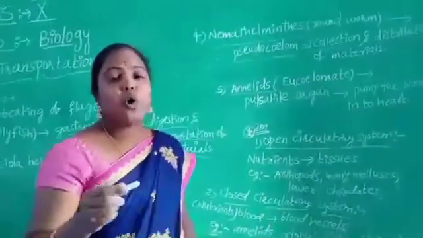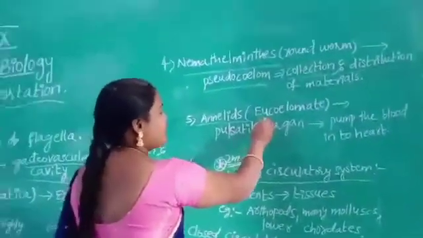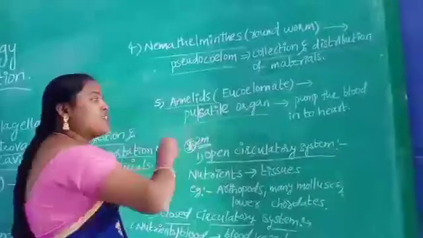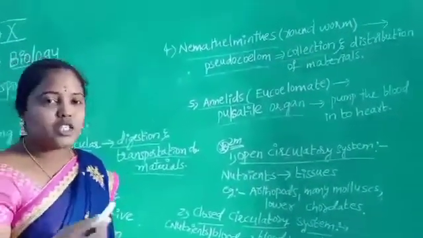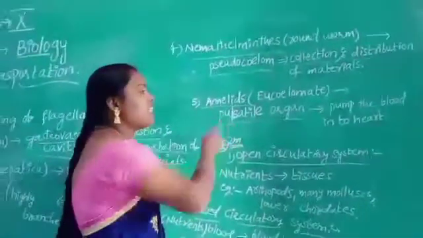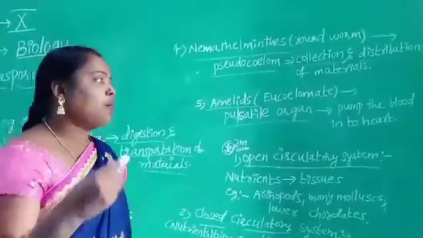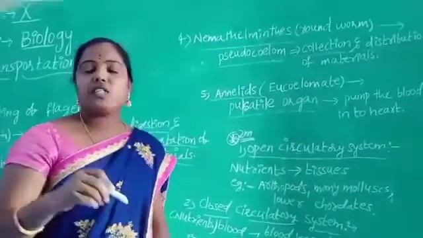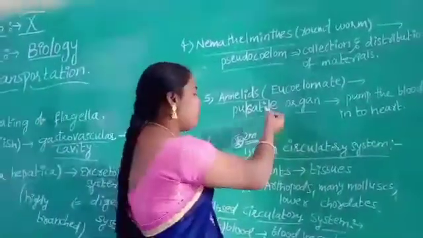Eucolocomate is the example. This organism contains a special structure that is called the pulsatile organ. These organisms are made up of a special organ, the pulsatile organ. This pulsatile organ is responsible for pumping the blood, transporting the blood into the heart.